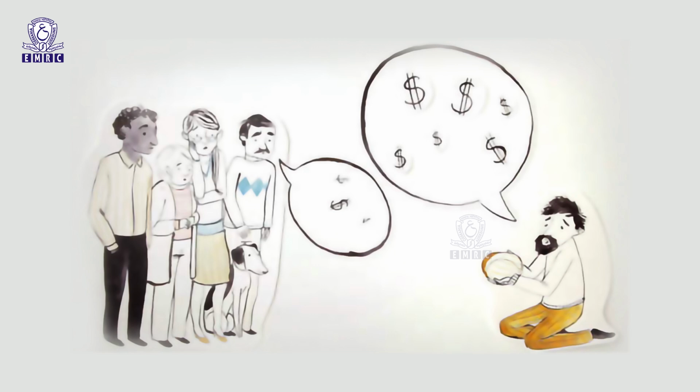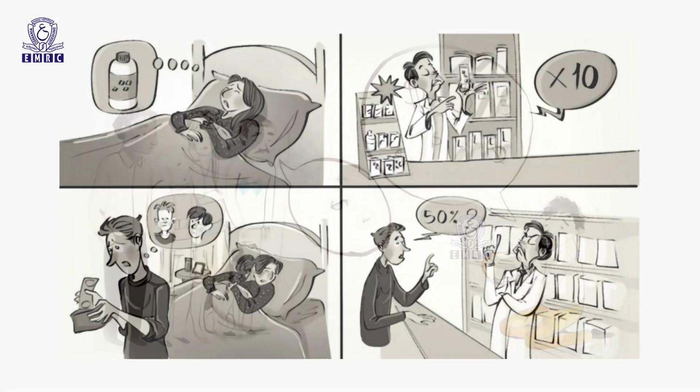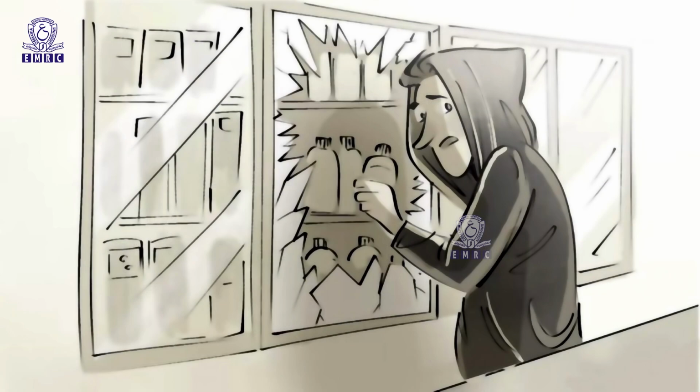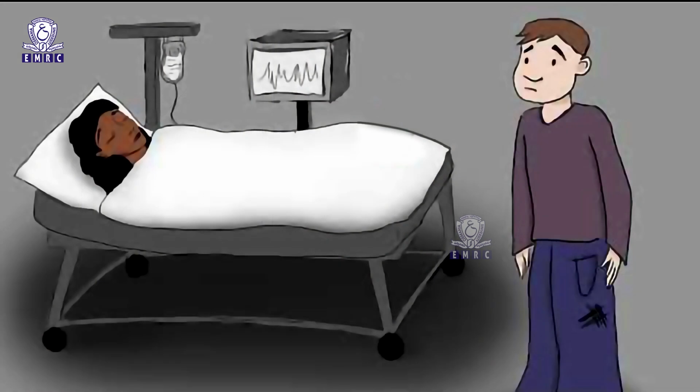The sick woman's husband, Heinz, went to everyone he knew to borrow the money, but he could only get together about $1,000, which is half of what it cost. He told the druggist that his wife was dying and asked him to sell it cheaper or let him pay later. But the druggist said, "No, I discovered the drug and I am going to make money from it." So, now should Heinz steal the drug or not? Keep thinking about it, we will come back to it later.